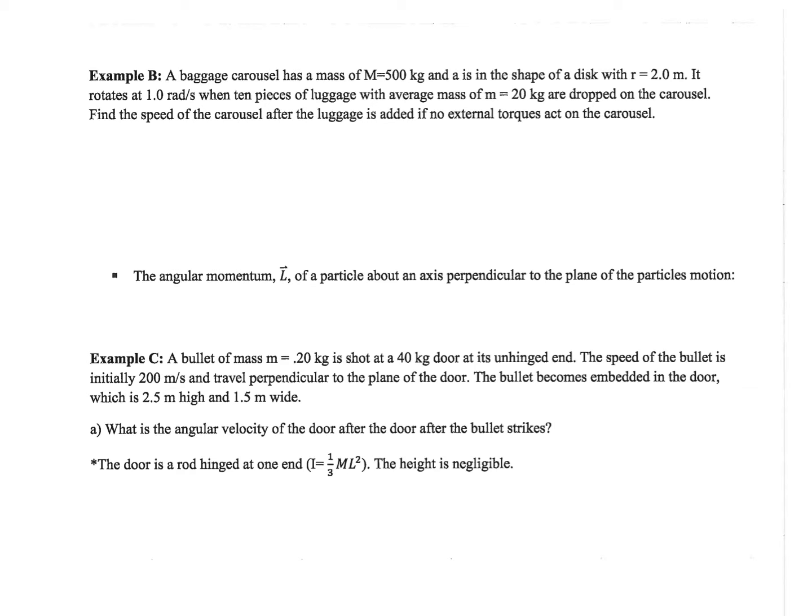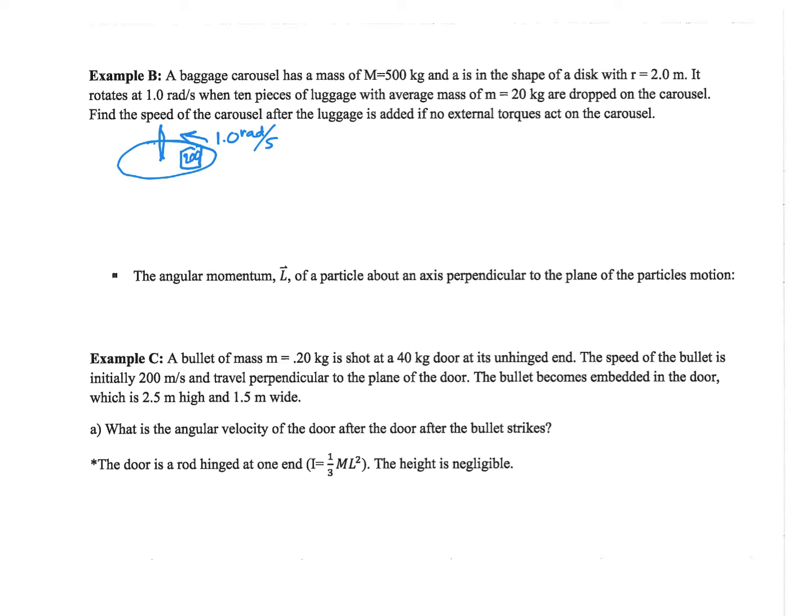All right. Baggage carousel has a mass of 500 kilograms and is in the shape of a disc with a radius of 2 meters. So we've got a disc rotating about a center. And it's going to rotate at 1 radian per second. Then it says 10 pieces of luggage with an average mass of 20 kilograms are dropped onto the carousel. So if you have 10 pieces of luggage, average of 20 each, that's 200 kilograms of mass, isn't it? So we're going to chunk 200 kilograms down there on the carousel.